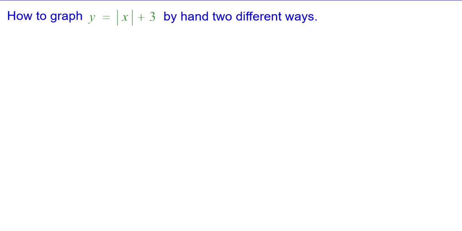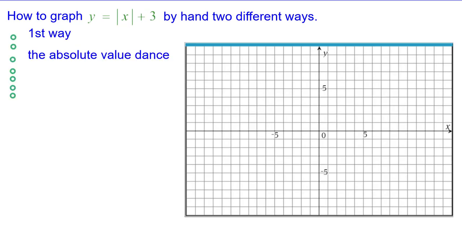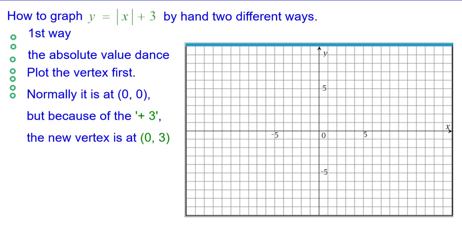So this is how we're going to graph y equals absolute value of x plus 3 by hand. And we're going to show you two different ways, and you pick which way you like, or if you have a better way, that's fine too. So the first way we're going to call the absolute value dance. We'll start with the vertex. It's normally at the origin, but because of the plus 3, we're going to have the vertex at (0, 3).